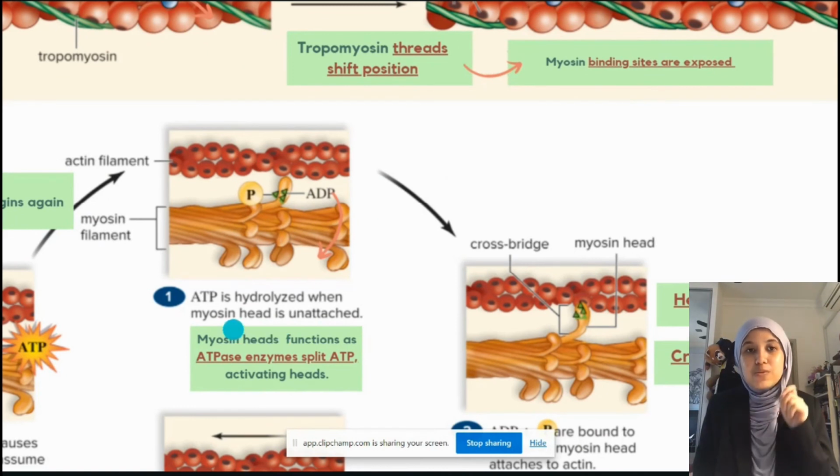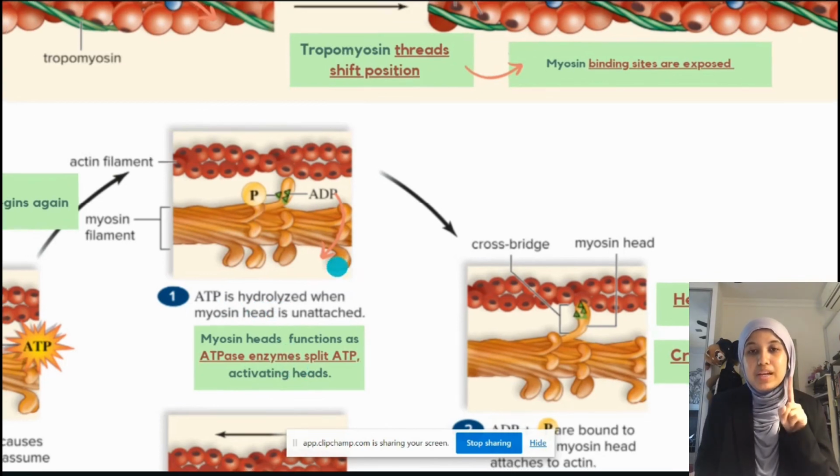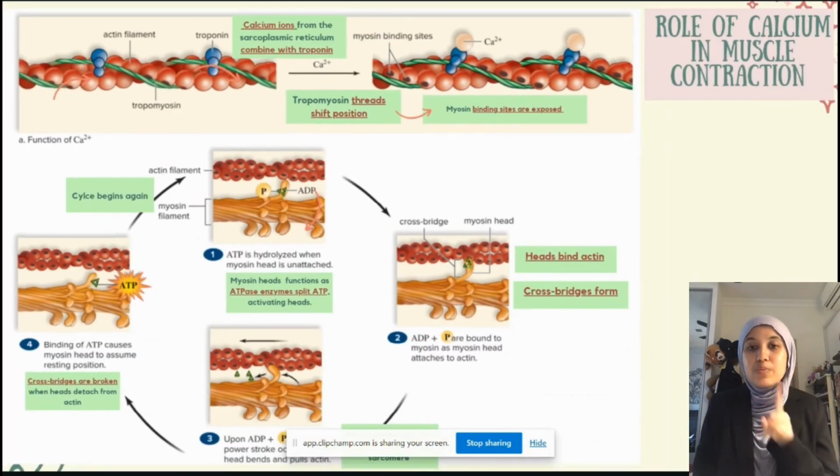Firstly, we must know that the myosin filament is composed of two globular heads. And so the heads function as ATPase enzymes that split ATP into ADP and P, which still bind to the myosin heads. So first, what happens is that ATP will bind to the myosin head and hydrolyze, and so they will form ADP and P. And this whole process activates the heads.